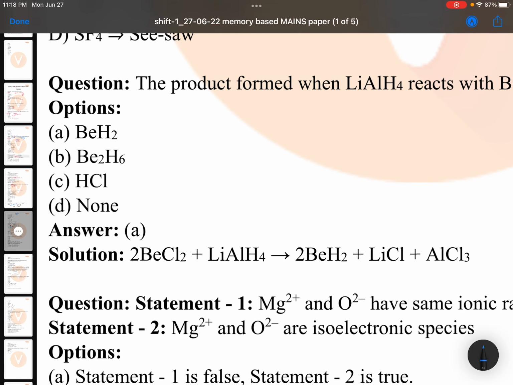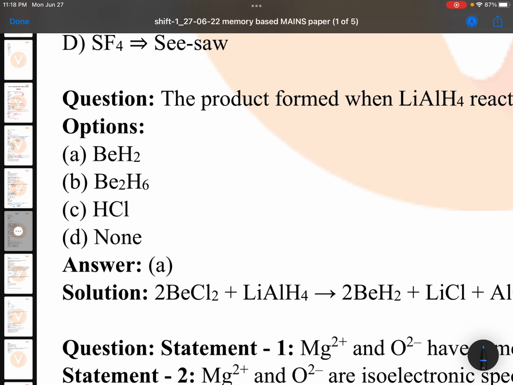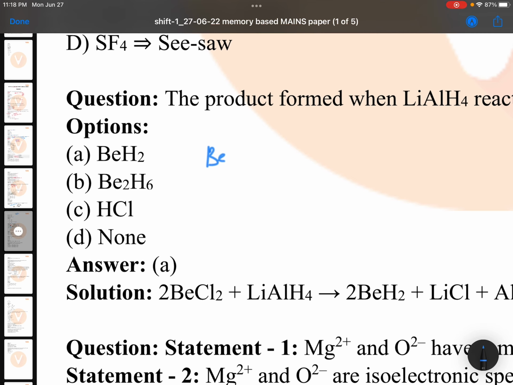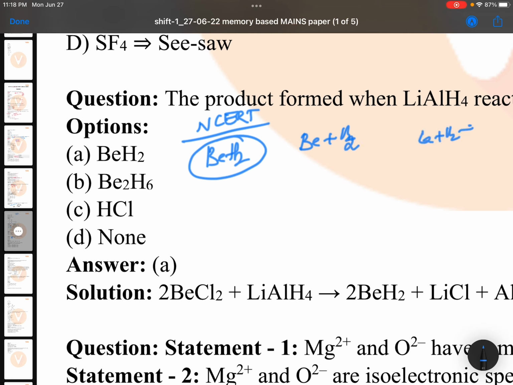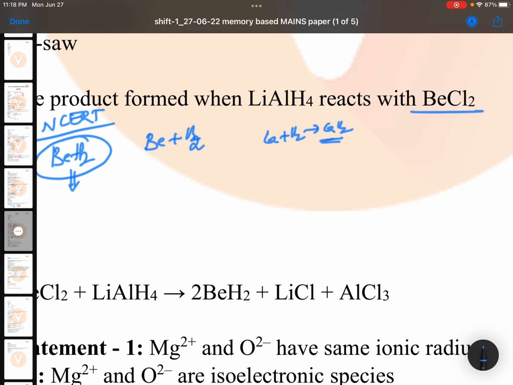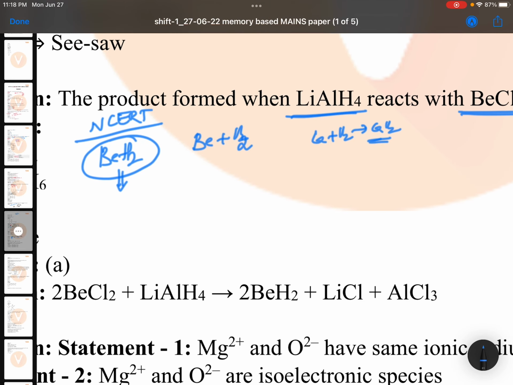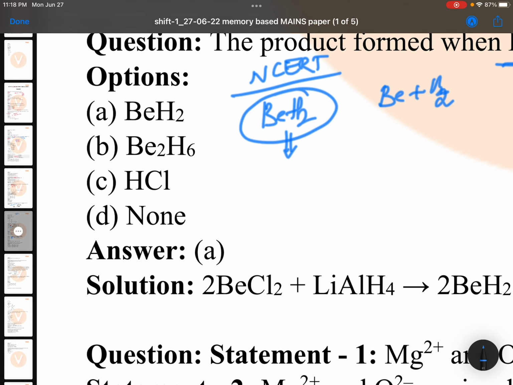The product formed when lithium aluminum hydride reacts with BeCl2. One very important point is there in the s block elements chapter of NCERT. Again, this line is taken as it is from NCERT. Beryllium hydride cannot be prepared directly by the reaction of beryllium plus hydrogen, whereas the rest of the elements can be, for example calcium plus hydrogen gives calcium hydride. But here beryllium hydride can be prepared from beryllium chloride and lithium aluminum hydride. So beryllium chloride is reduced by lithium aluminum hydride. You can check this statement as it is in NCERT.